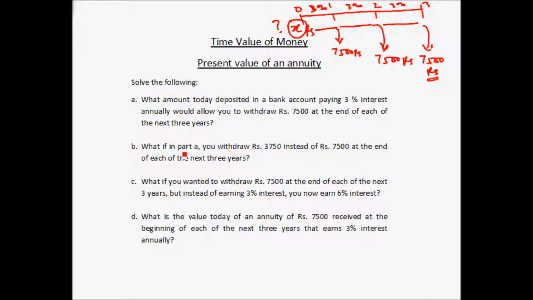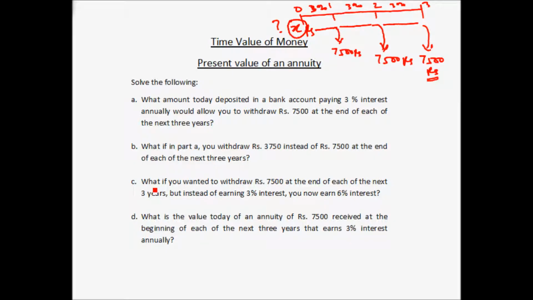Now part B says that if in part A you withdraw rupees 3750 instead of rupees 7500 at the end of each of the next 3 years, how much should this X be? So basically instead of withdrawing 7500 rupees, we want to be able to withdraw 3750 rupees for each of the next 3 years. The interest remains the same, so we have to find out the value of X in that case.